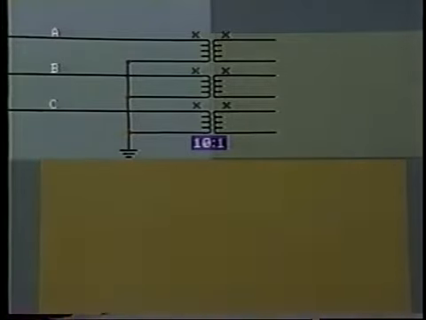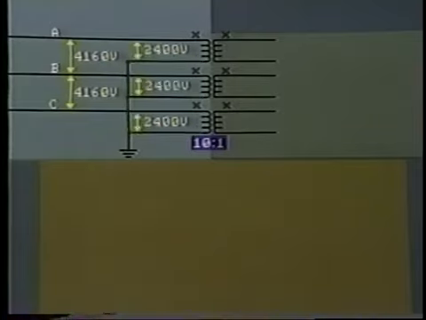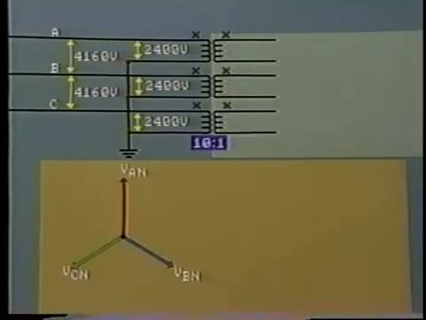First, let's look at the primary. The polarities are clearly marked. Here, the positive terminal of each primary is connected to its respective 4,160 volt line, while the negative terminals are connected together to form a common neutral. The line to neutral voltage is 2,400 volts. This forms the Y connection, and the phase relationship for each primary will appear 120 degrees apart, like this.